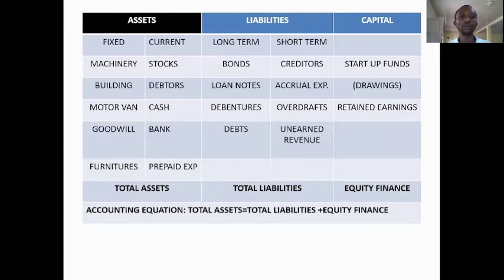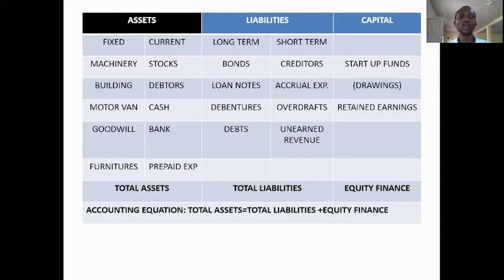Machinery, building, motor vehicle, goodwill, furniture. There are a lot of them. All those items that the company owns are used for the running of the business. They are not held for sale in the ordinary course of business, but that does not mean that they cannot be disposed. You can sell them, especially when they are obsolete, when they are no longer useful, or they cannot perform to their maximum capacity, or you just need to replace them for some other reasons. So you can decide to dispose of them, but that is not what you are selling.